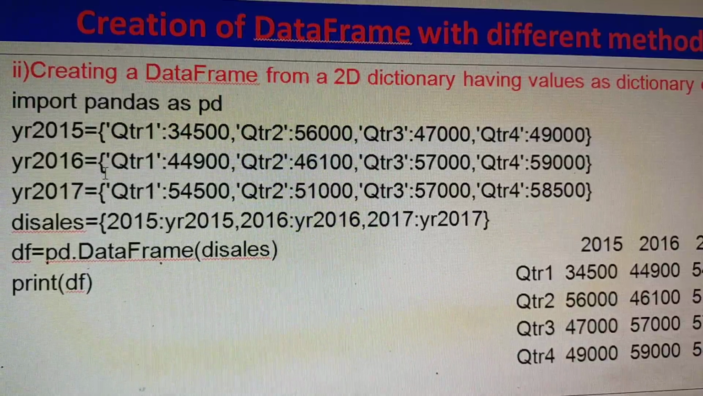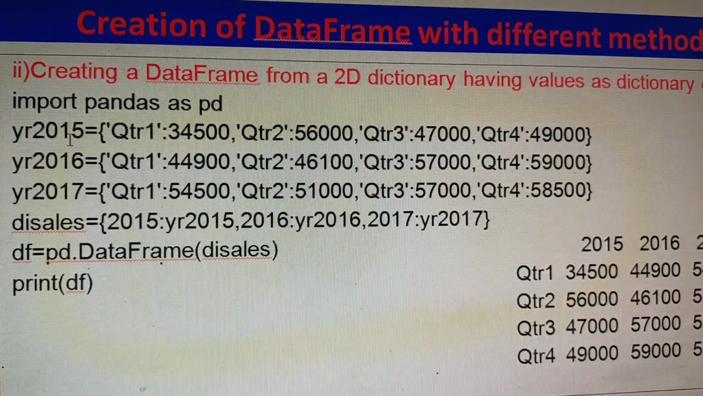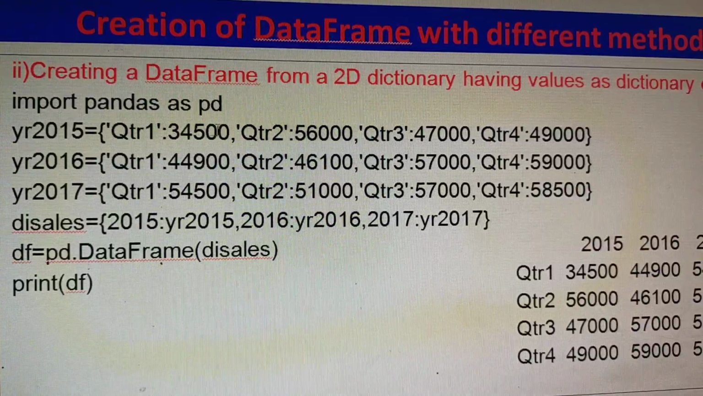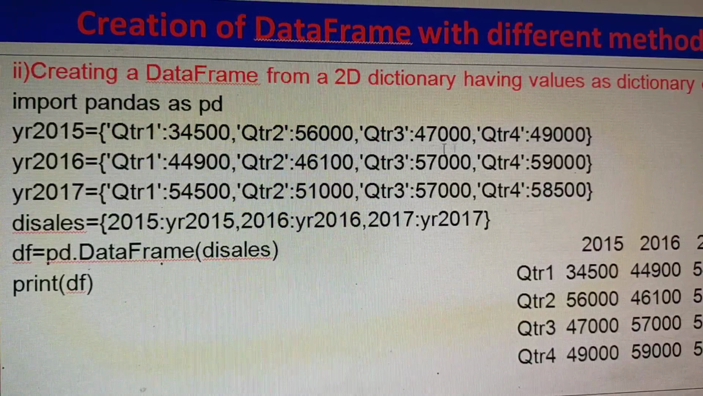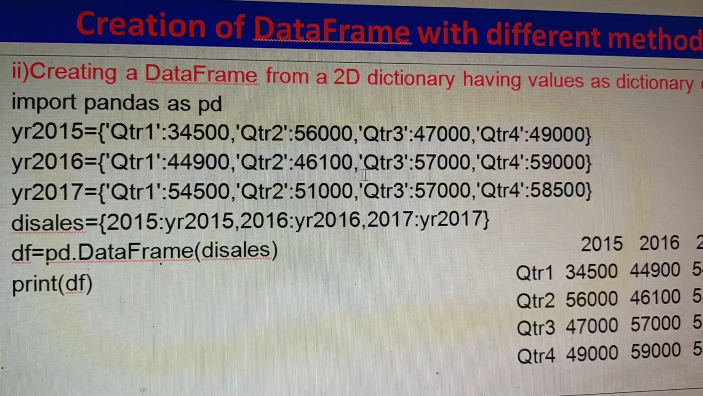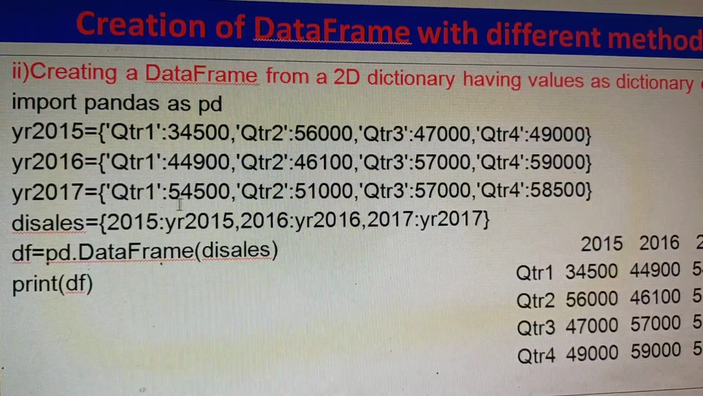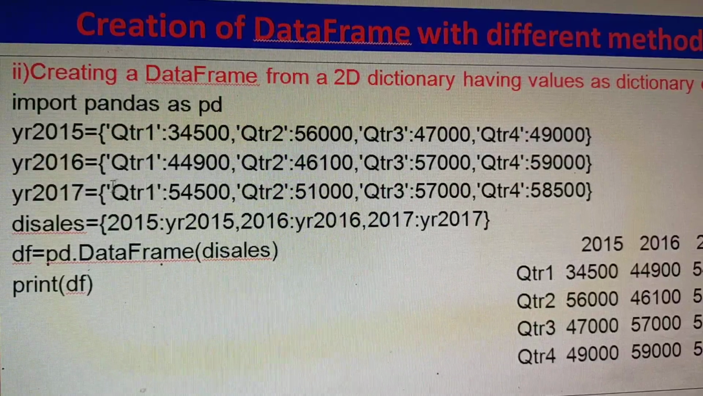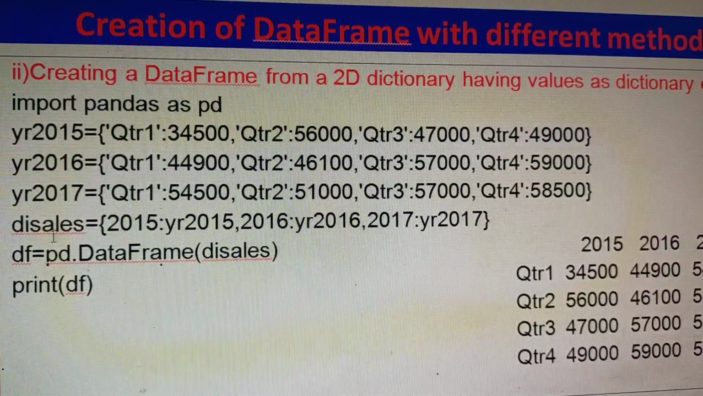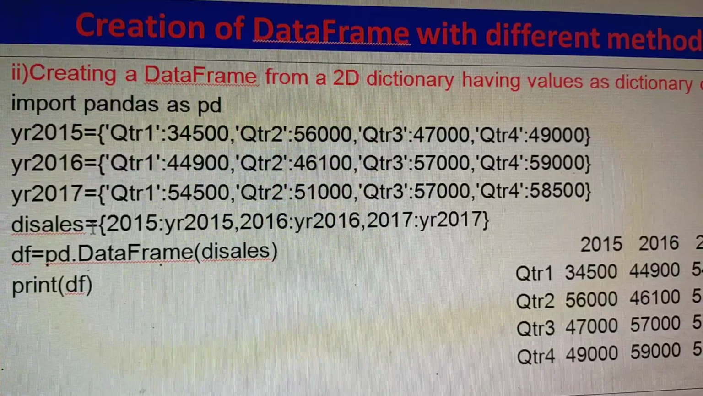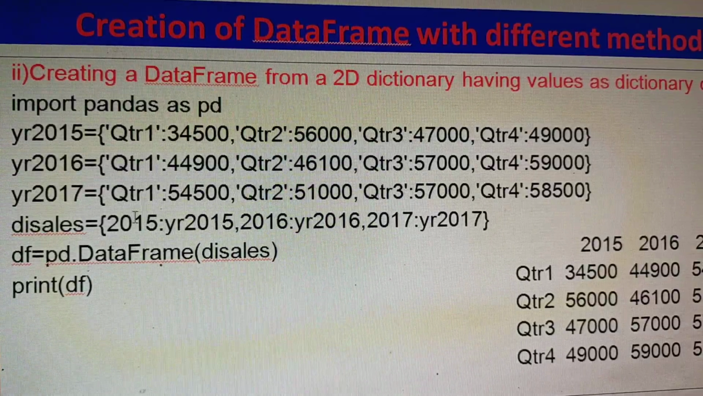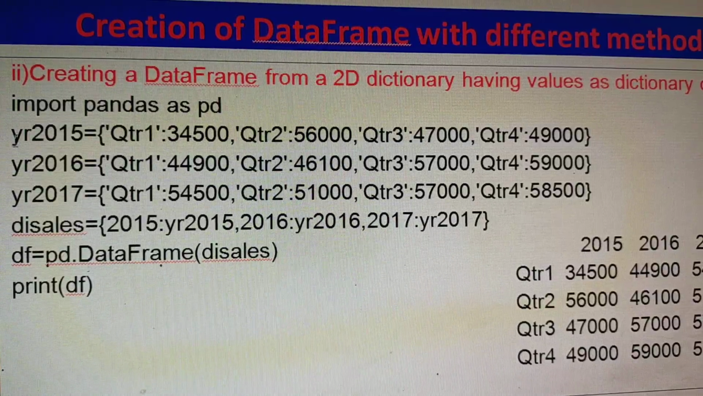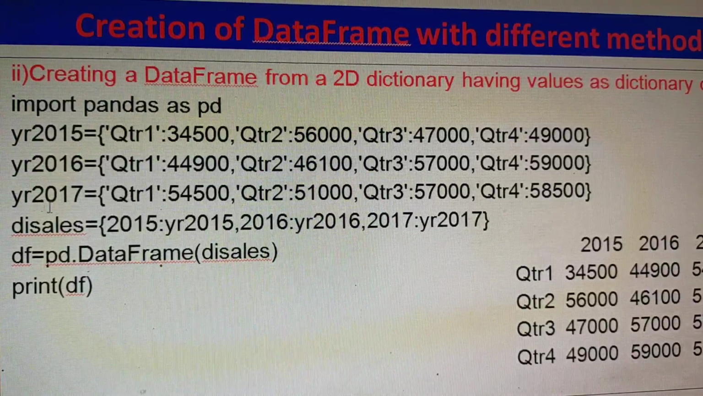So we have created 3 dictionaries, year 2015, 16, 17, having key and value pairs, 4 pairs in each dictionary. You can see key and value pairs. So 3 dictionaries created. Using these 3 dictionaries we are again creating a dictionary having key and value. Key that will display as a column and value the name of the dictionary which is already created.